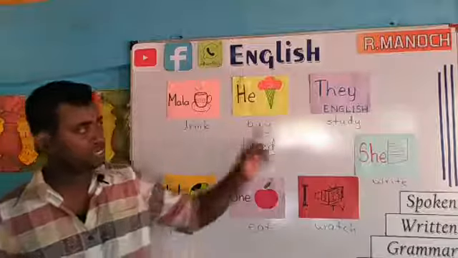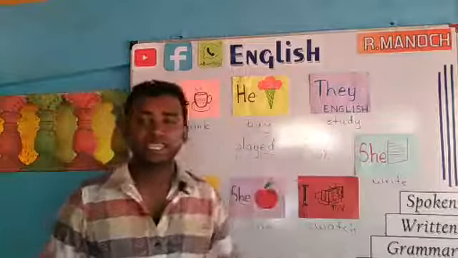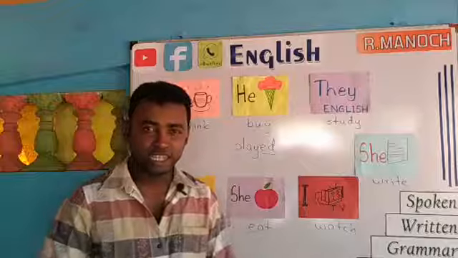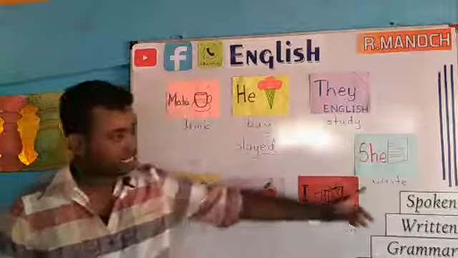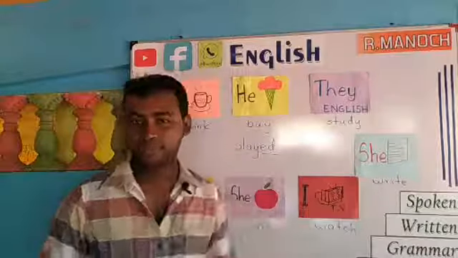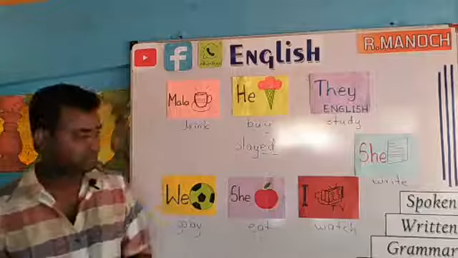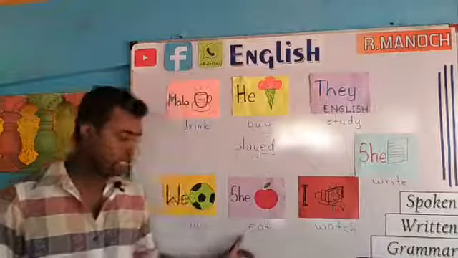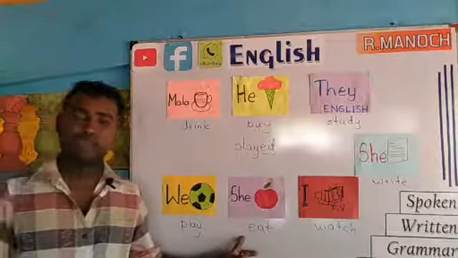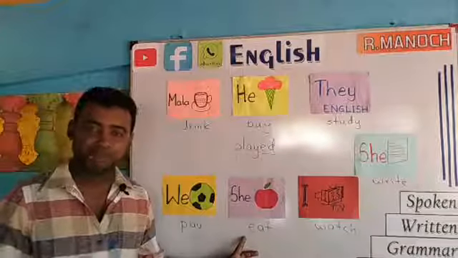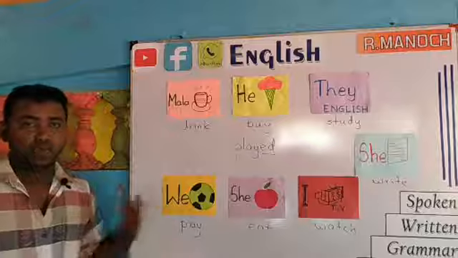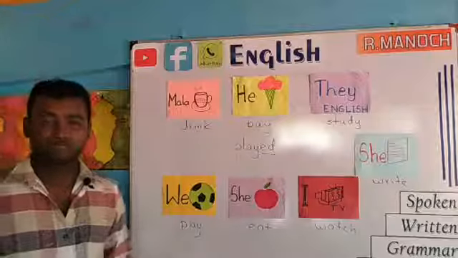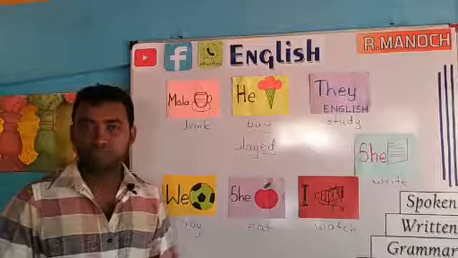Here you can see they studied English. She wrote a letter. I watched TV. She ate an apple. We played football. So this is what we call simple past tense.